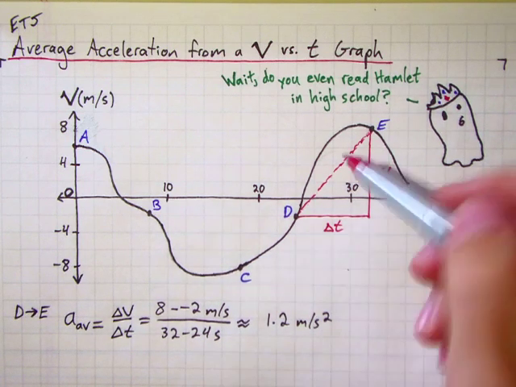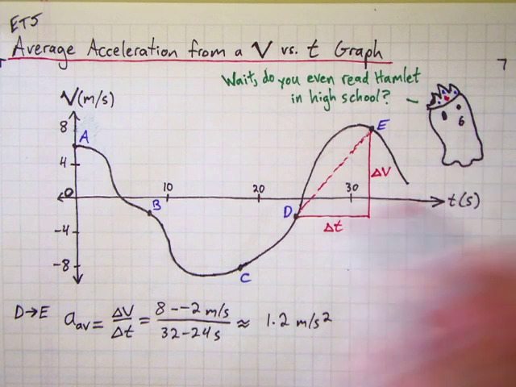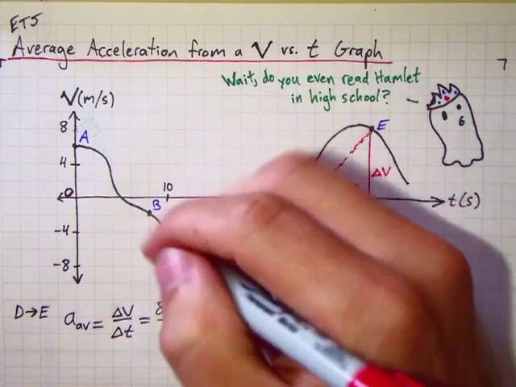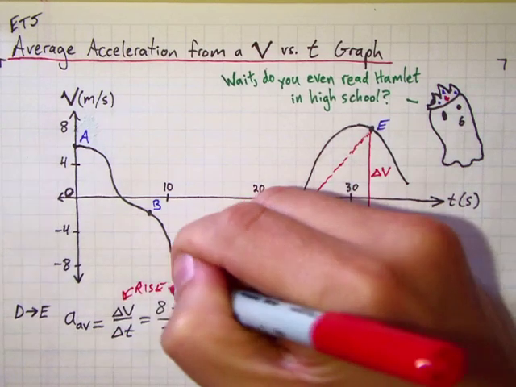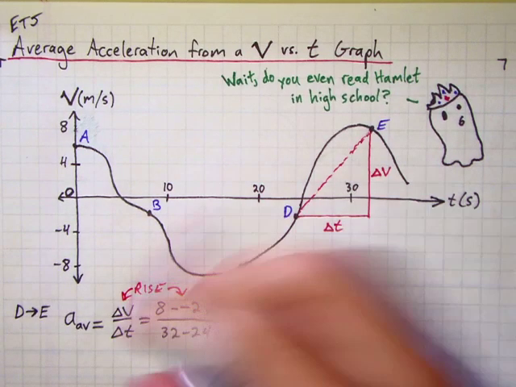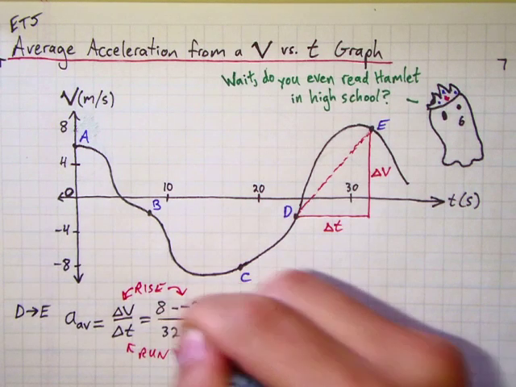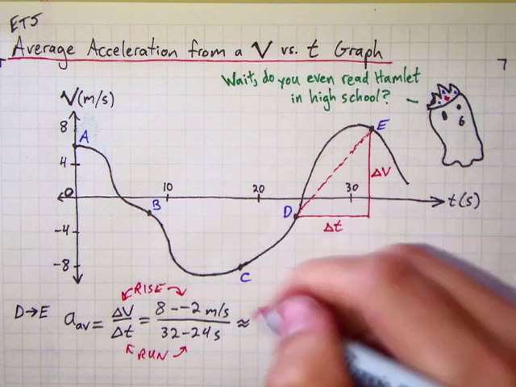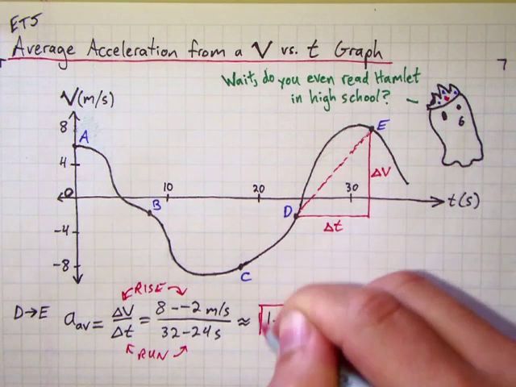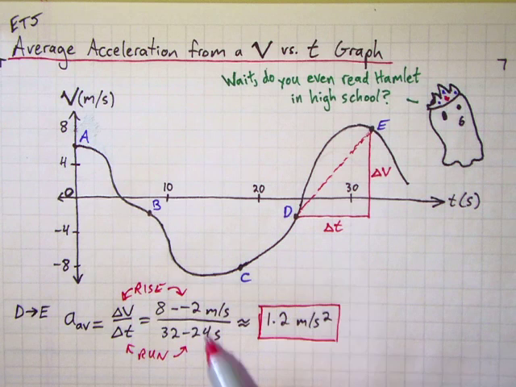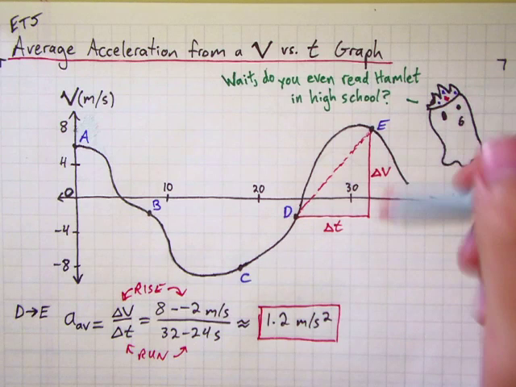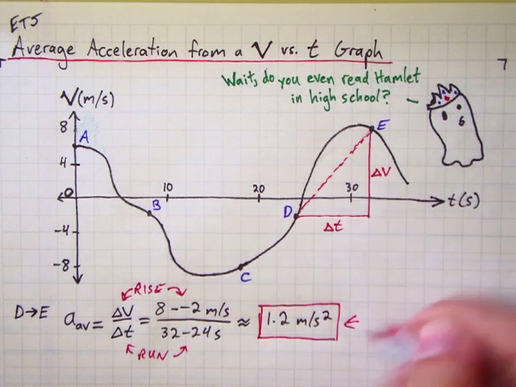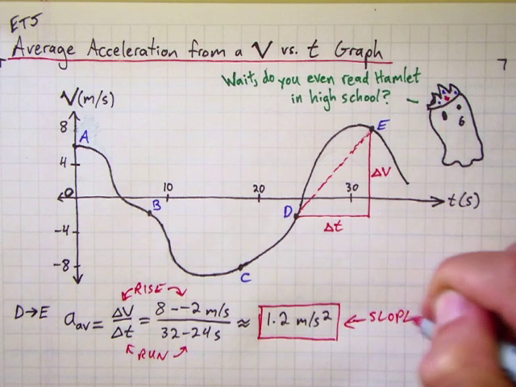Comparing this calculation to this little diagram we've drawn, we see that this delta V is the rise between those two events, and delta T is the run between those two events. In other words, what we've calculated here, 1.2 meters per second squared, we get that unit because we've got meters per second over seconds, which gives us meters per second squared, an acceleration. We take that velocity, the rise, over the run, and what we've got is the slope of that connecting line.